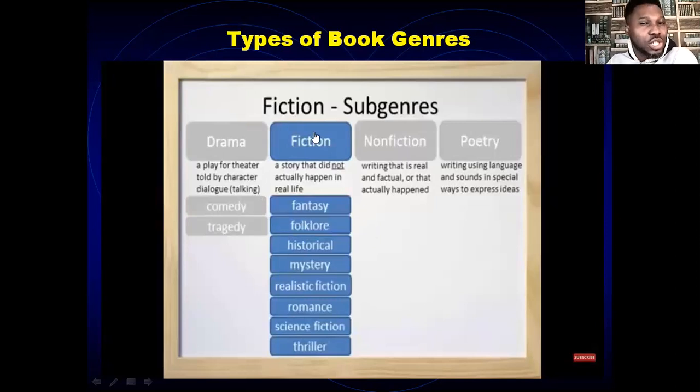And then fiction. So fiction has about 8 subgenres. We said that fiction is a story that did not actually happen. So what are the subgenres of fiction? We have fantasy, we have folklore, we have historical fiction, we have mystery, we have realistic fiction, romance, science fiction, and thriller. Okay, I'm going to tell you what each of them means in the next section.